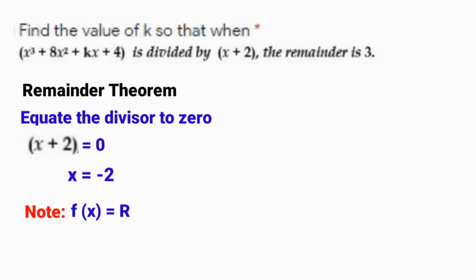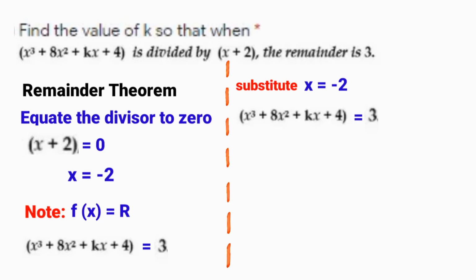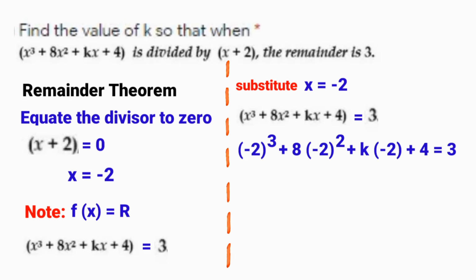Take note that f(x) is equal to r. So x cubed plus 8x squared plus kx plus 4 is equal to 3. Substitute x is equal to negative 2 to the equation. Negative 2 cubed plus 8 times negative 2 squared plus k times negative 2 plus 4 is equal to 3. Negative 2 cubed is equal to negative 8. Negative 2 squared times 8 is equal to positive 32. Negative 2 times k is equal to negative 2k plus 4 is equal to 3. Then, transpose 3 to the left side.